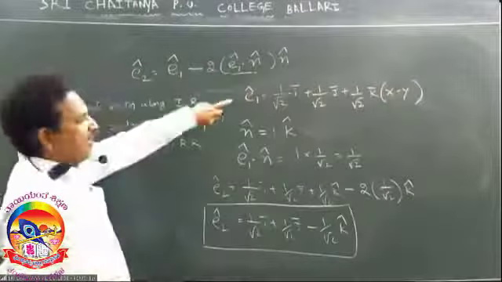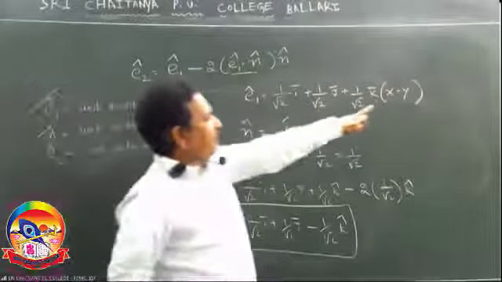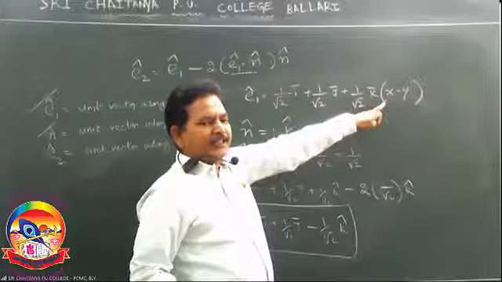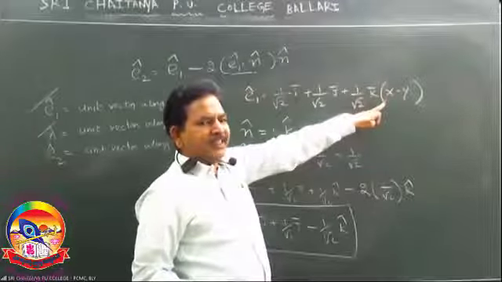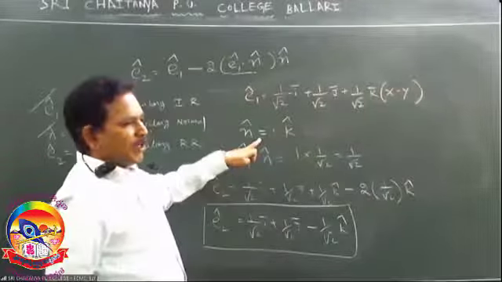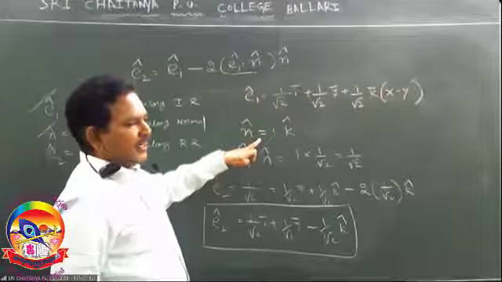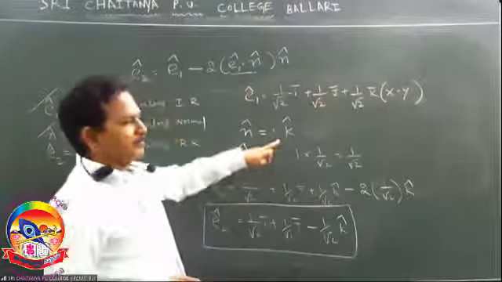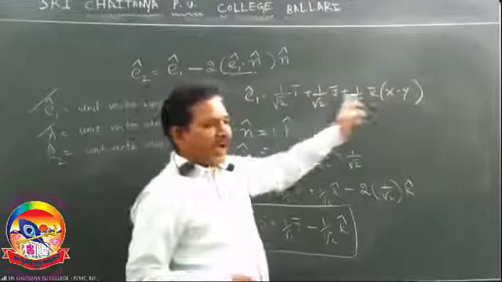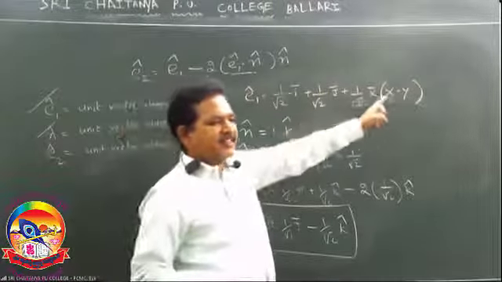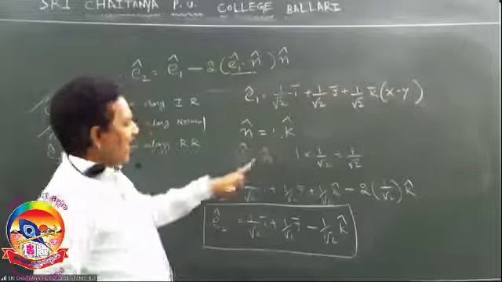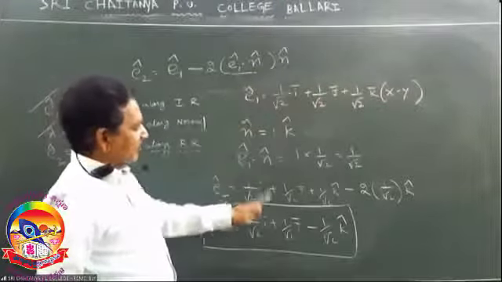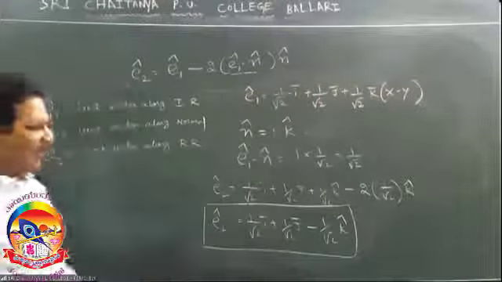First write down E1 cap as it is. Identify which plane: XY plane, YZ plane or ZX plane. It should be given in the problem. Write down N cap. How to write N cap? Just perpendicular to the XY plane, Z, so K cap. If it is YZ, I cap. If it is ZX, I will get J cap. Calculate E1 cap dot N cap, substitute in the formula, and we will get the answer.